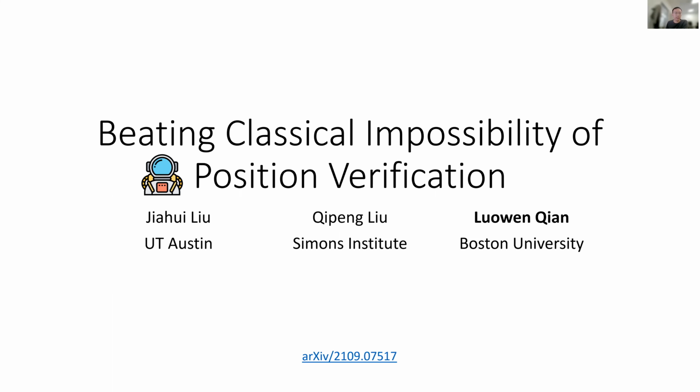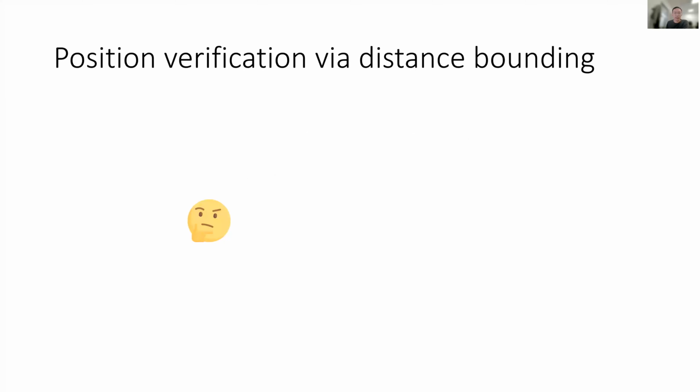So let me begin by introducing the task of position verification. You can think of the task as being having a prover who wishes to convince the verifier that he is at a certain position. For this talk, we'll think of the prover being an astronaut and the verifiers being people on the Earth.